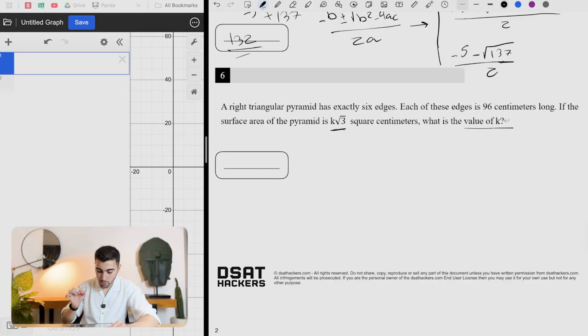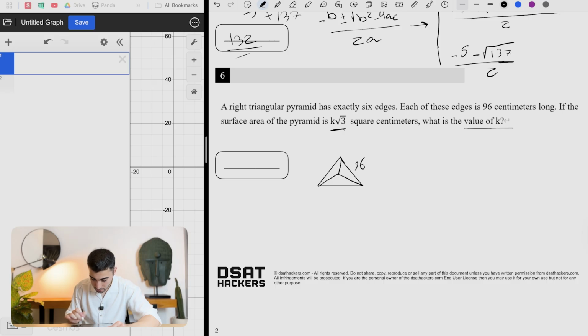So here you have to know and memorize a very important formula about equilateral triangles, the area of the equilateral triangles. So this shape looks like this. There is a triangle. This is the base of the pyramid, and there are the other 3 lateral faces. So it's like looking at the pyramid from the top. Now all the edges are 96, and you can see that we have 6 edges, as the question says. 1, 2, 3, 4, 5, 6, and all of them are equal.